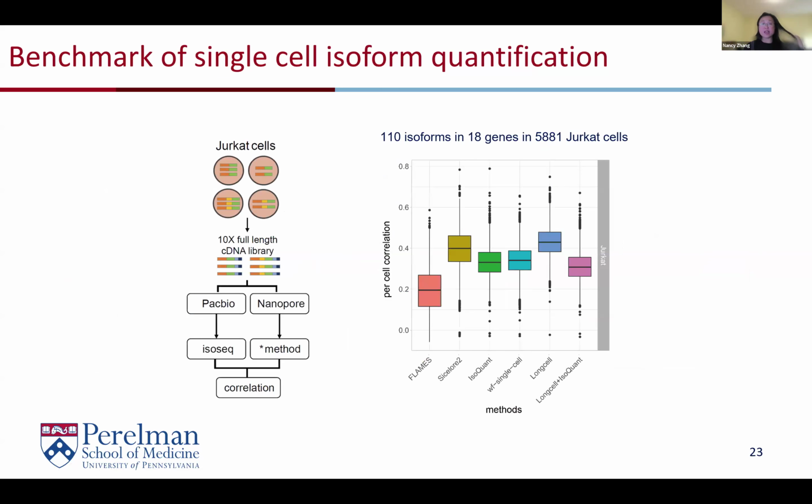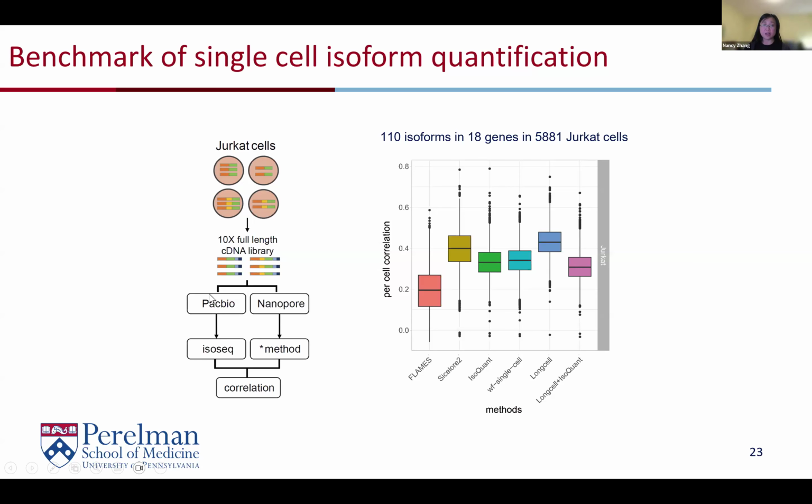Here is real data, not simulated. We took the cell line. This is a Jurkat cell line. I think it's a melanoma cell line. And then we constructed 10x libraries for this. Here it's a targeted sequencing. We targeted 110 isoforms in 18 genes. And then we plug it into two downstream protocols, PacBio and Nanopore.